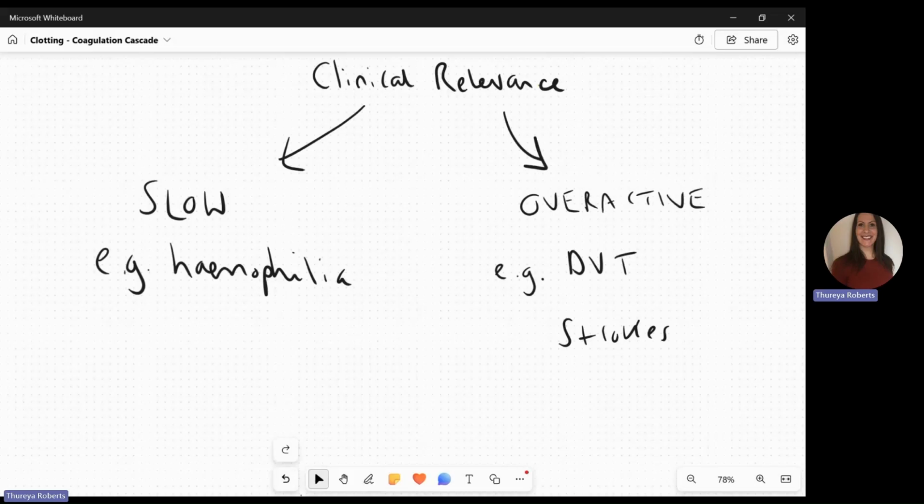By studying it, we can develop treatments to help manage clotting disorders, like using clotting factor replacements for haemophilia or anticoagulant medications like warfarin to prevent excessive clotting in conditions like DVT or atrial fibrillation.